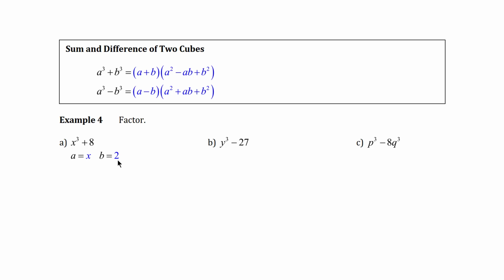Next, we substitute our values for A and B into our sum of cubes formula. Our final answer is parentheses x plus 2 times parentheses x squared minus 2x plus 4.